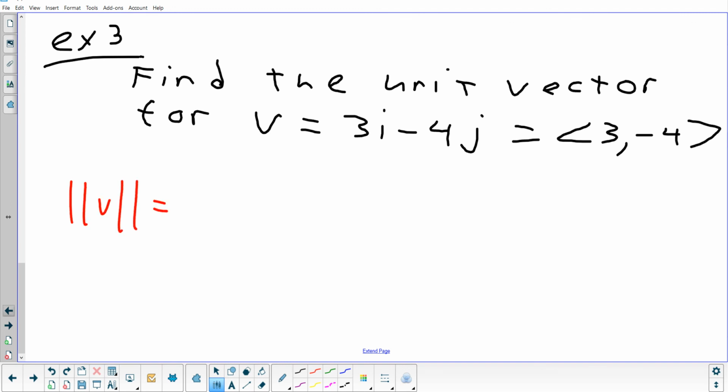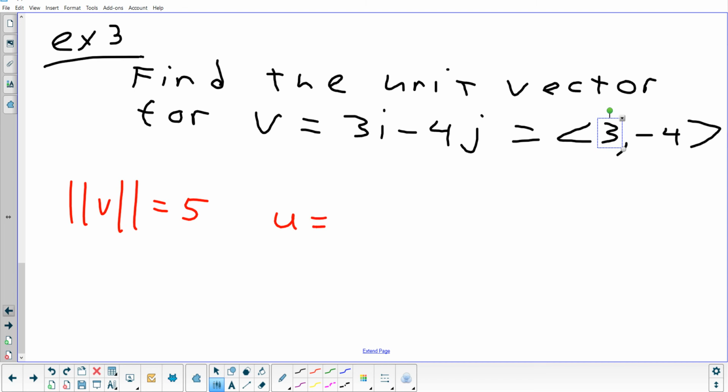What's the magnitude of v in this case? 5. 3 squared is 9. Negative 4 squared is 16. 9 plus 16 is 25, and then take the square root. So what do we have to scale our vector by? 1/5, which essentially means if you multiply 1/5 to each of these numbers, you're just dividing each one of them by 5. That's all you're doing.